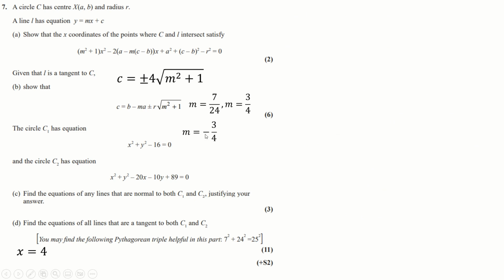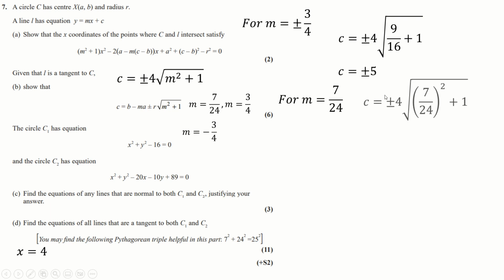And what we're going to do is put them into here to find some c values. Except this is quite nice, because when you put 3/4 or minus 3/4 into here, you're going to get the same thing, because m squared is just going to be the same thing. This makes 25 over 16, which roots to 5 over 4, which cancels with this 4, to make plus or minus 5. And when you put in 7 over 24, you get this.